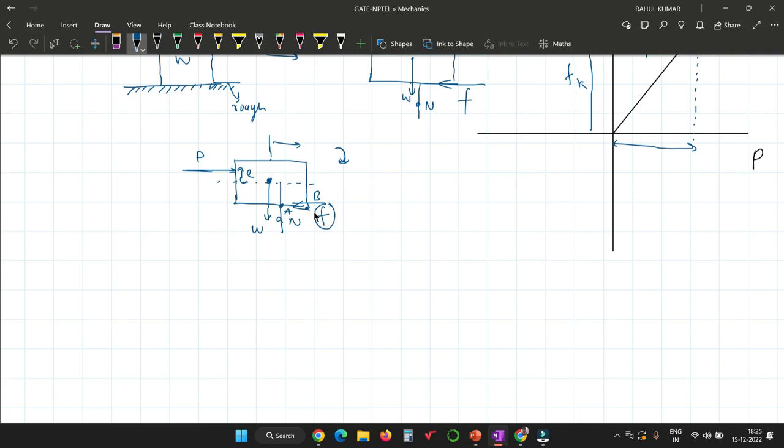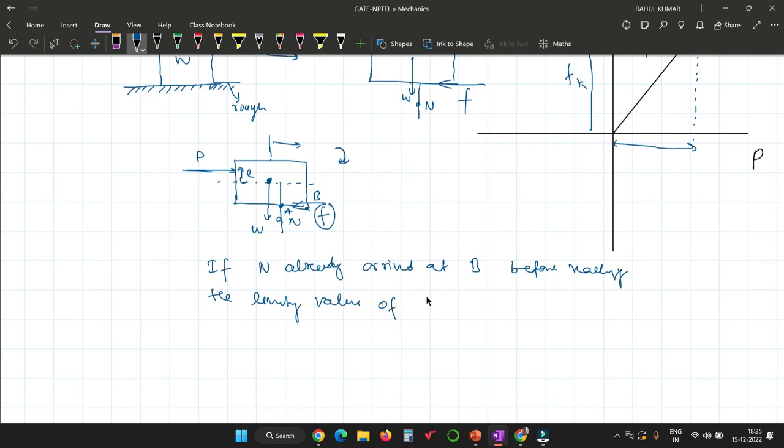The block topples. Yes, it will tip off. If N has already arrived at B before reaching the limiting value of F, then the block will topple, or tip off. So this point you have to remember.